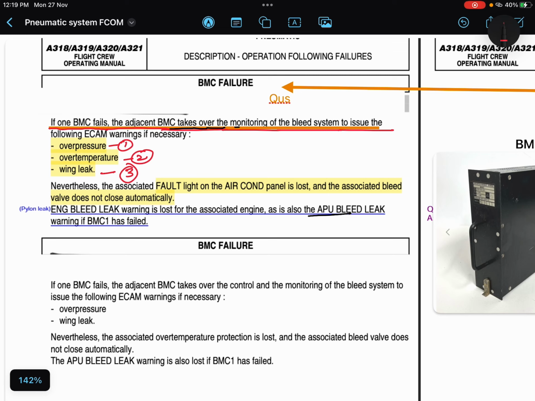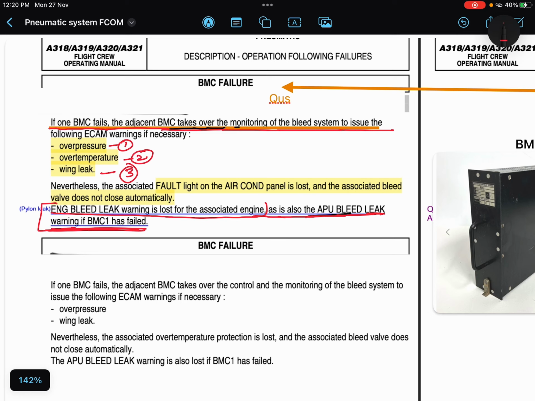Now comes the engine bleed leak and APU bleed leak. It says the engine bleed warning is lost for the associated engine. Makes sense. Second thing, the APU bleed leak warning is also lost if BMC1 has failed, because it is connected with BMC1.